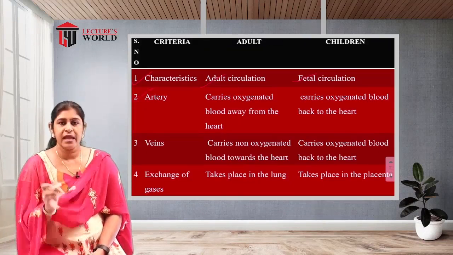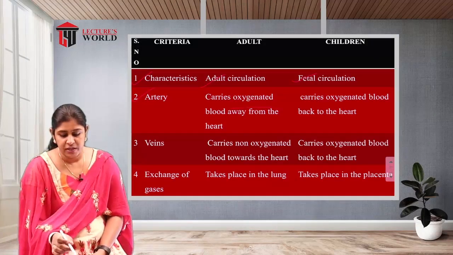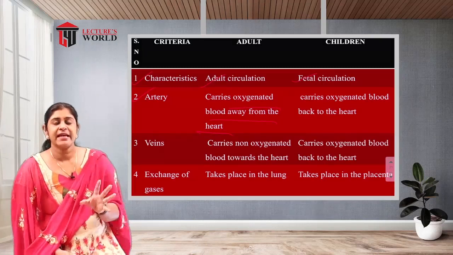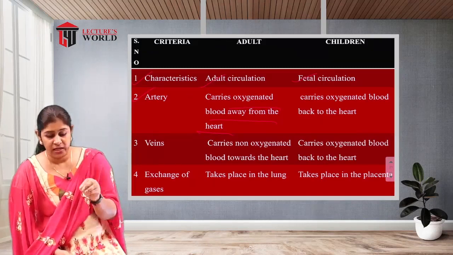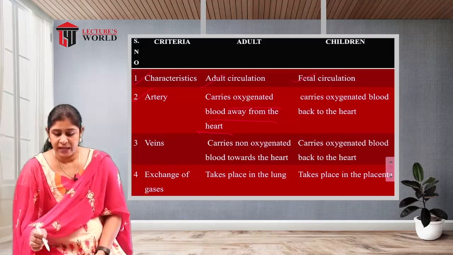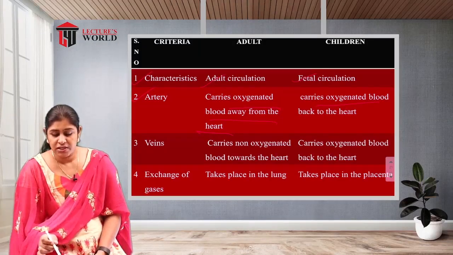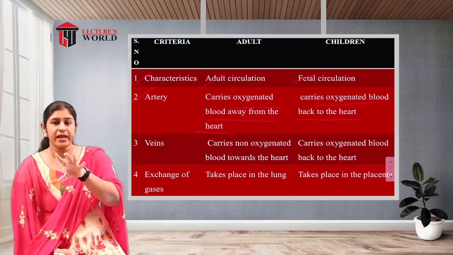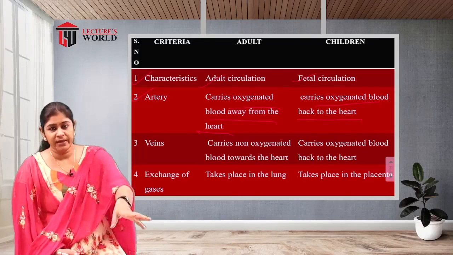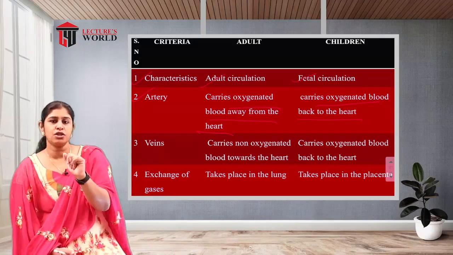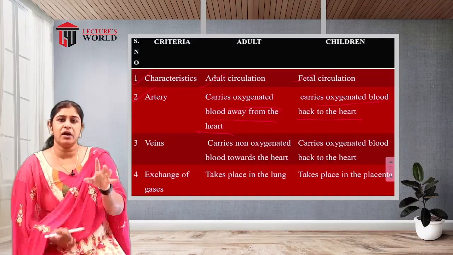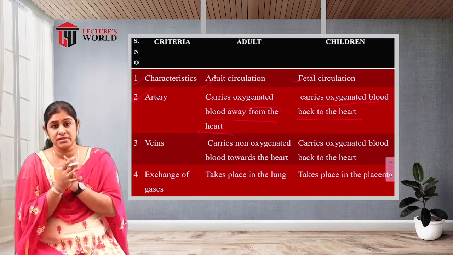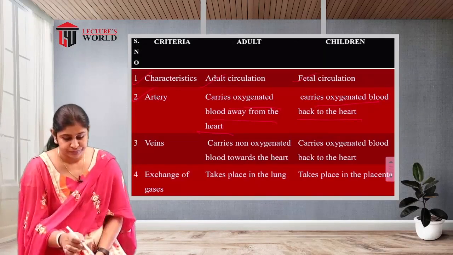Arteries: in adults they carry oxygenated blood away from the heart, whereas in children they carry oxygenated blood back to the heart.